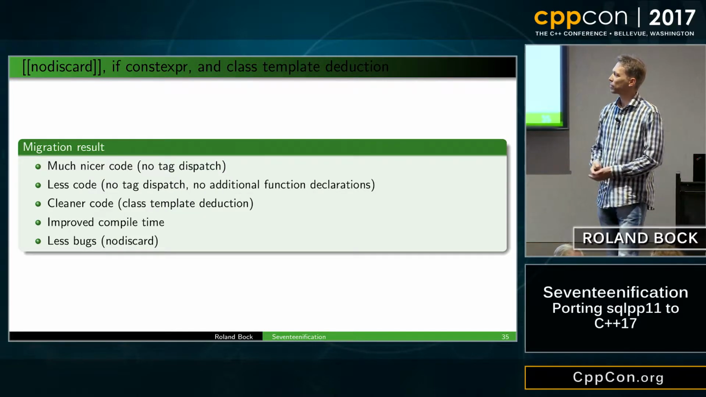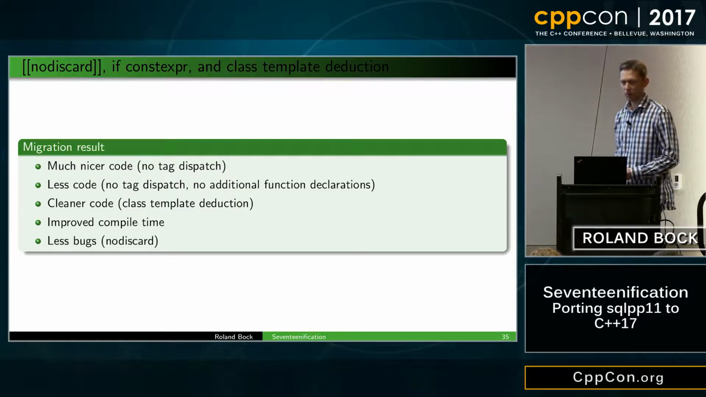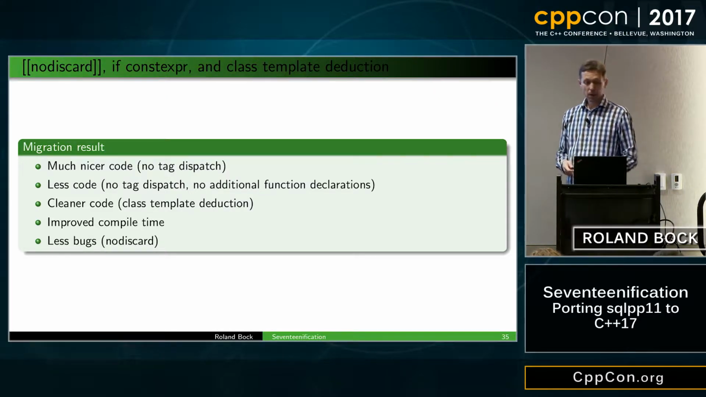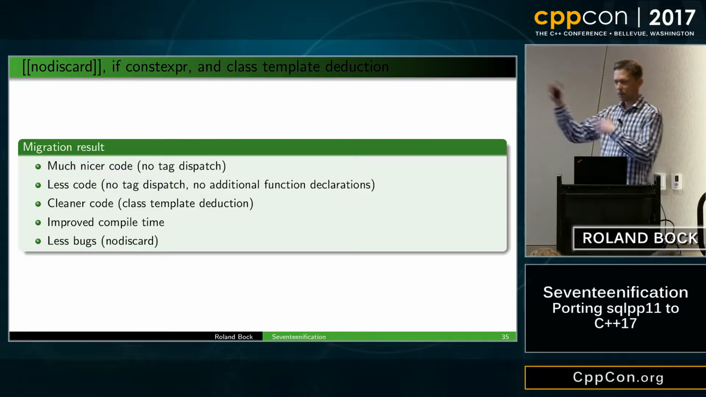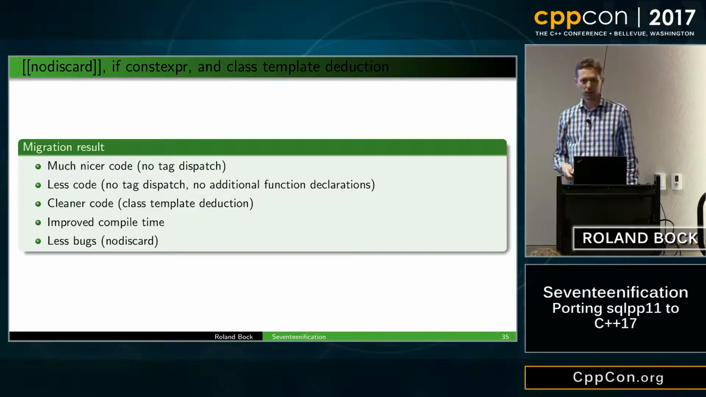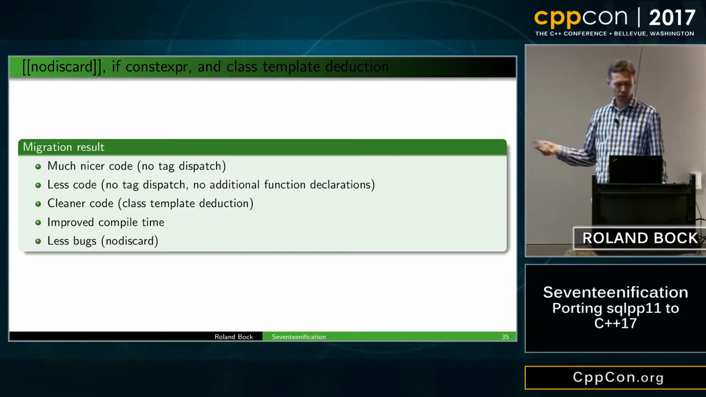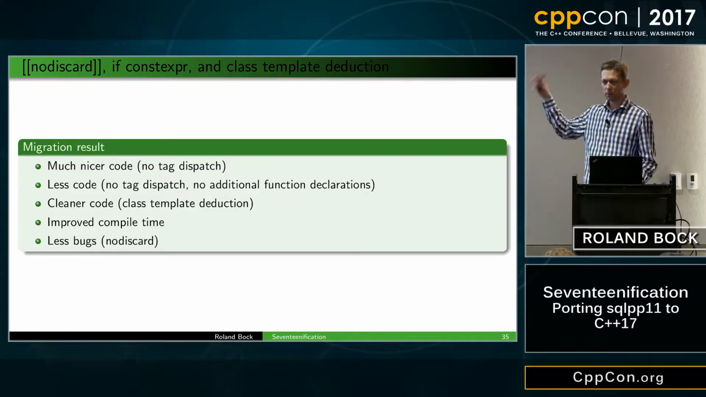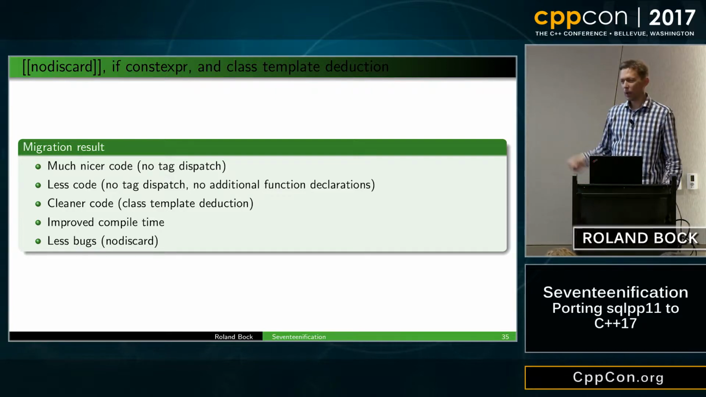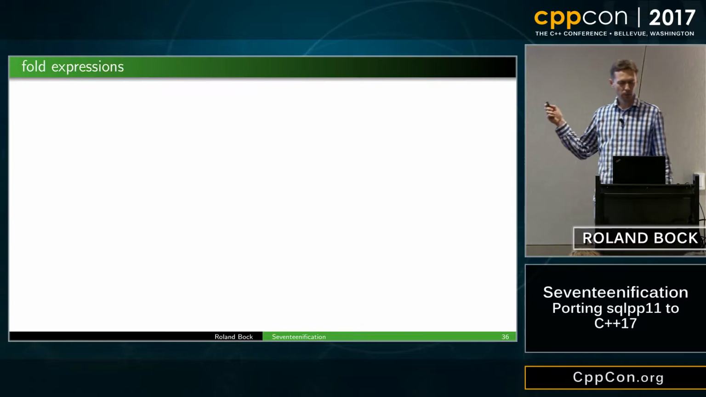Okay. So yeah, as I think everybody's seen, this results in much nicer code, much less code, cleaner code, because you don't have all this additional rubbish that you have to care about with template parameters and decay and whatnot. There is improved compile time because you don't have all these additional template instantiations, and fewer bugs. Right? Users have fewer bugs with these.